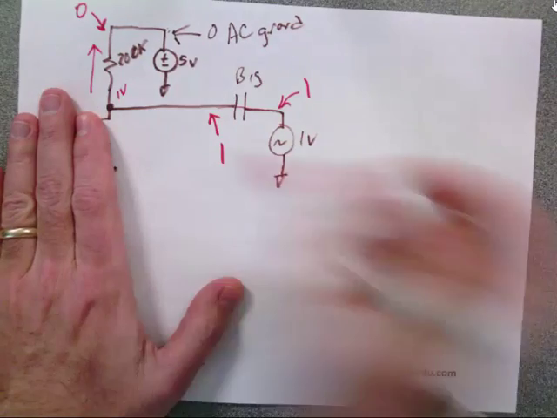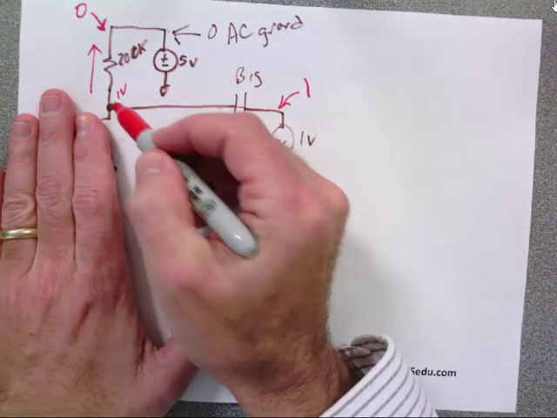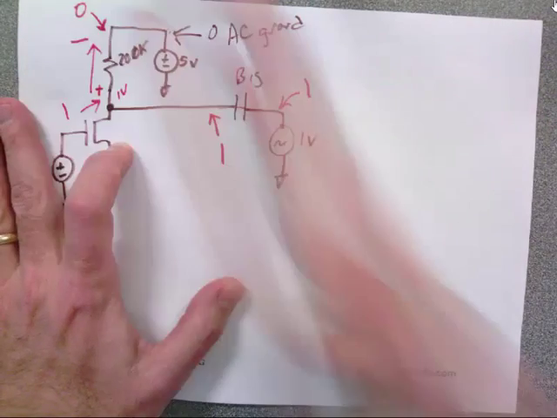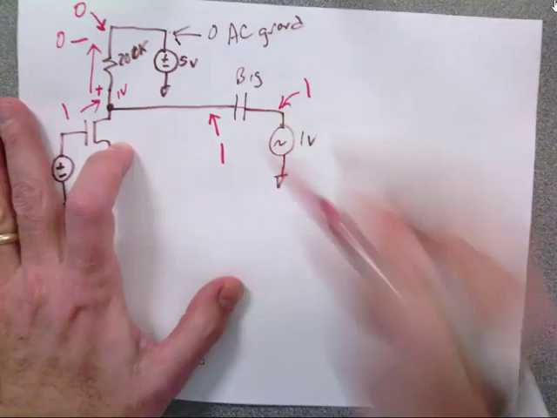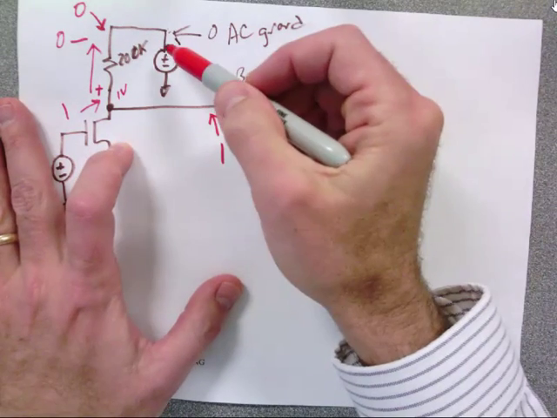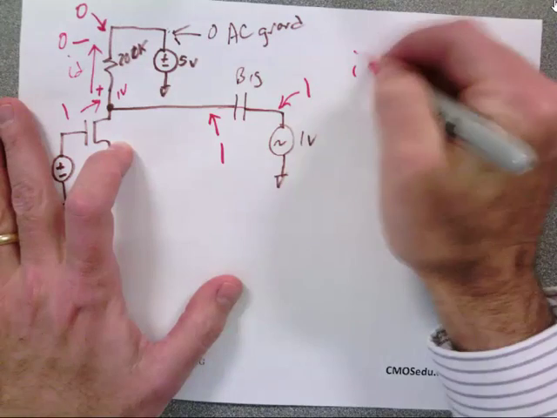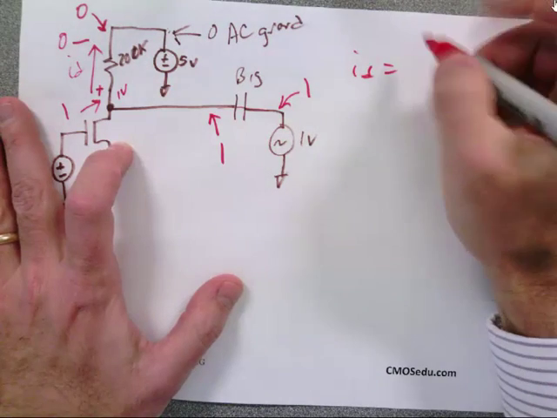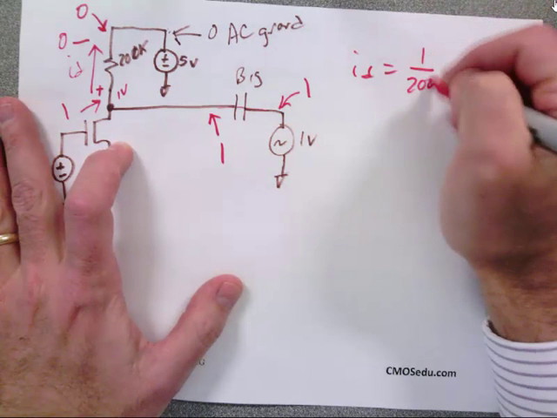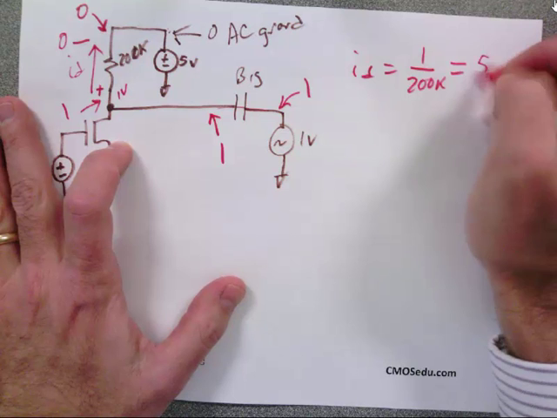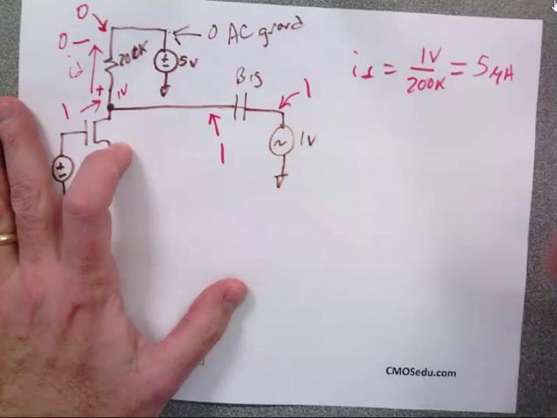Well, if I've got 1 volt here, what's the current that flows? Oh, wait, he drew the current flowing up. Why did he do that? Let's do it both ways. So he did plus minus. The voltage here is what? 1. What's the voltage here? 0. Wait, it's 5. No, we're talking AC. It's 0. So what's this current ID that flows? 1 over 200K, or 5 microamps. Anybody not follow that?